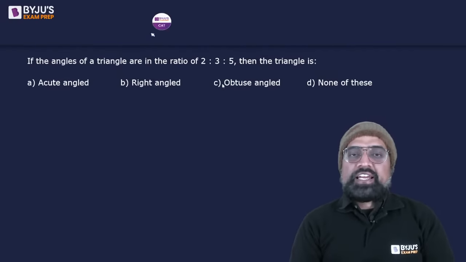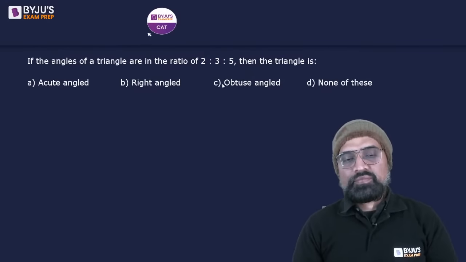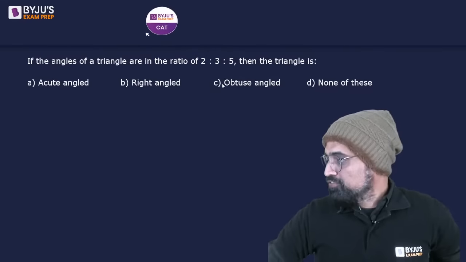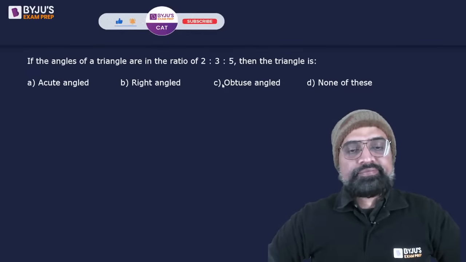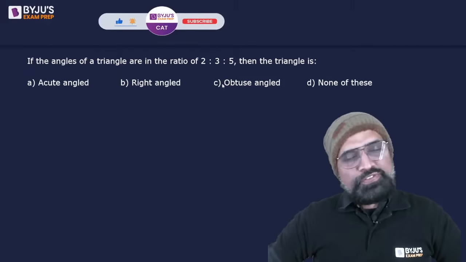If the angles of a triangle are in the ratio 2:3:5, then the triangle is... quick. 2:3:5 अगर रेशियो है तो ट्रायंगल कैसा होगा? Very simple question.